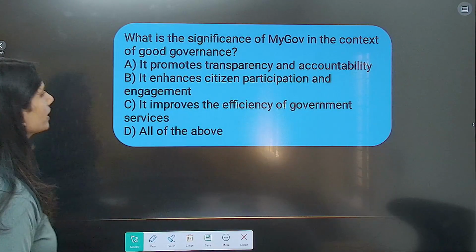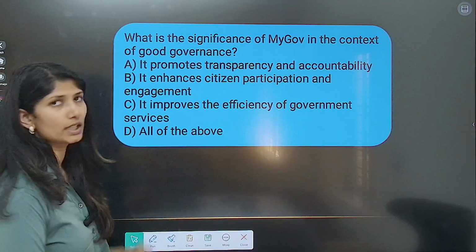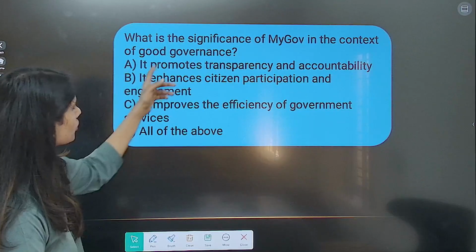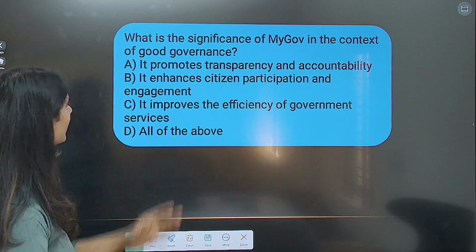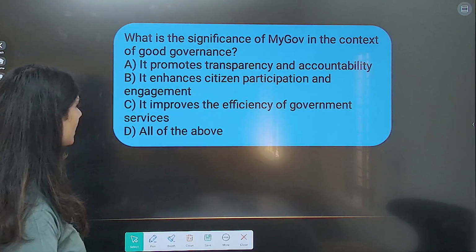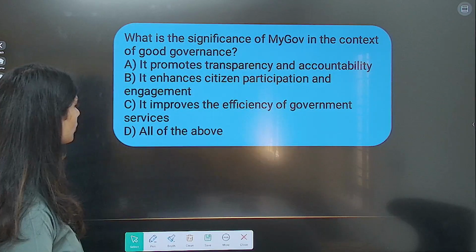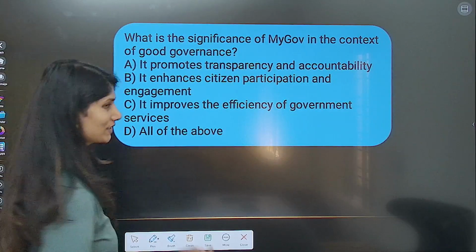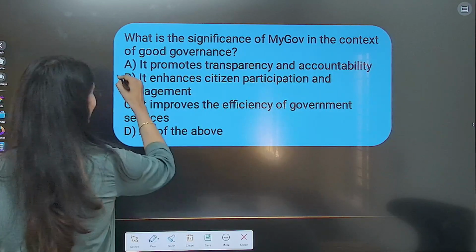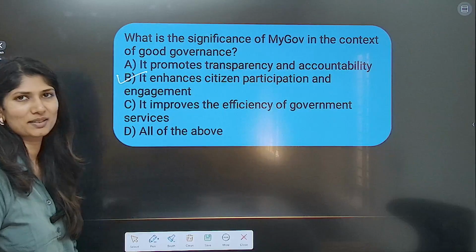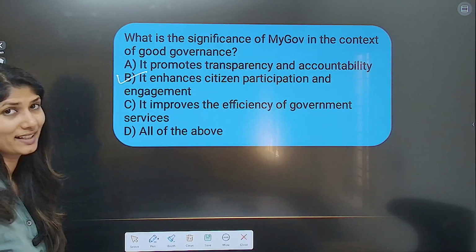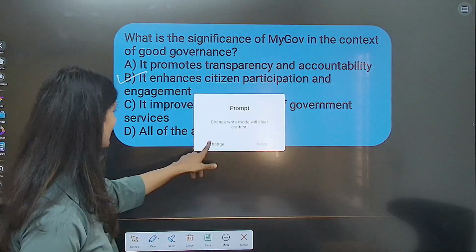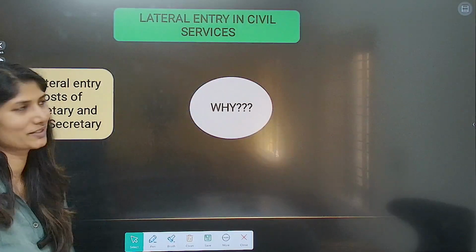What is the significance of MyGov in the context of good governance? It promotes transparency and accountability. It enhances citizen participation and engagement. It improves the efficiency of government services. All of the above. The answer here is not all of the above. It enhances citizen participation and engagement. Just now I tricked you. I told all of the above, so you assumed this also would be all of the above.